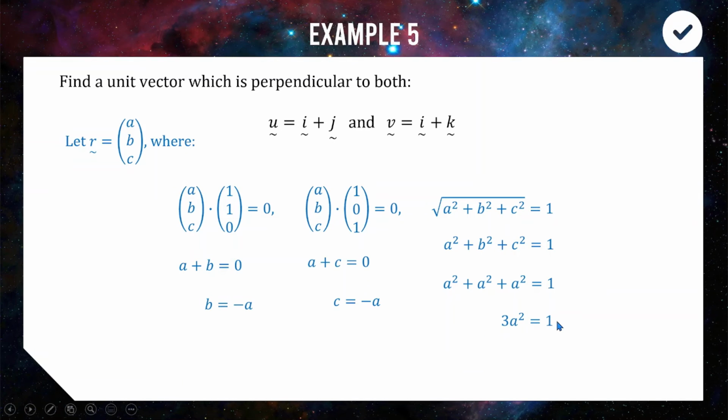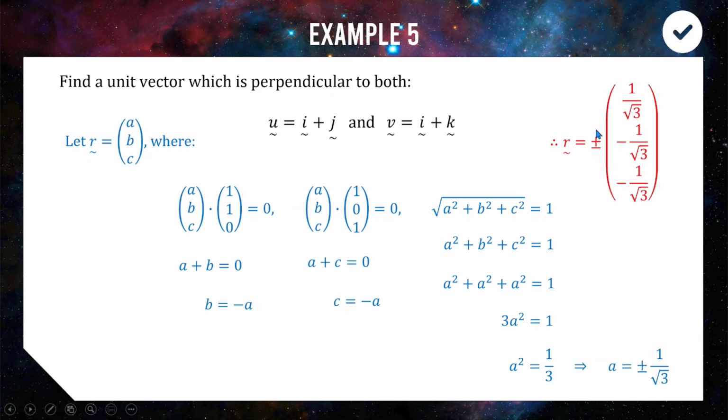We can divide by 3 and then take the square root, and we end up with a being equal to positive or negative 1 over root 3. Now, because b and c are the same thing as a but with an opposite sign, if we take a to be 1 over root 3, it means that c and b will be negative 1 over root 3. So writing my answer, I'll have a as positive, b and c as negative, but because it could be plus minus, I'll put a plus minus out the front of my vector because we have two possible answers, one going up and one going down.